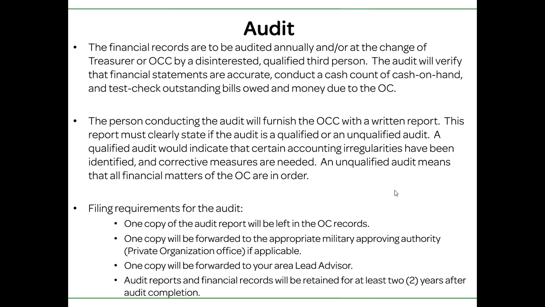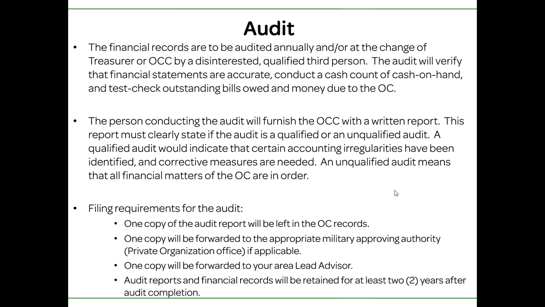The person conducting the audit would furnish the Overseas Committee chair with a written report, and this report must clearly state if the audit is qualified or unqualified. A qualified audit would indicate that certain accounting irregularities have been identified and corrective measures are needed. An unqualified audit means that all financial matters of the Overseas Committee are in order.